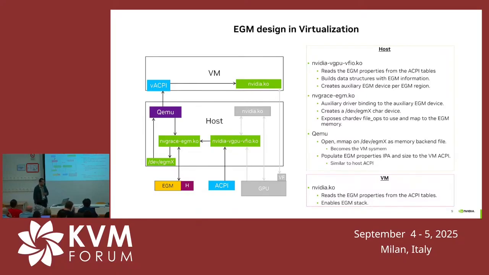And then lastly, it is responsible to populate the EGM properties. Like in this case, it would be IPA, right? And size for the VM ACPI. So we have tried to keep the behavior similar to a bare metal system. So the EGM properties would be exposed through the VM ACPI. And within the VM, again, the NVIDIA.ko would read the EGM properties as usual from the ACPI table, as it does on bare metal, and it would enable the EGM stack. And after that, any EGM application that you run would be able to do the allocation.